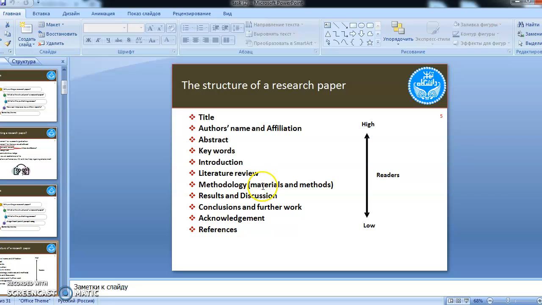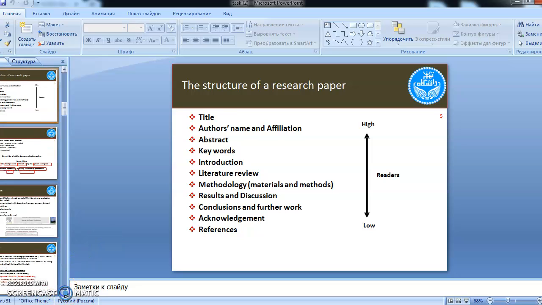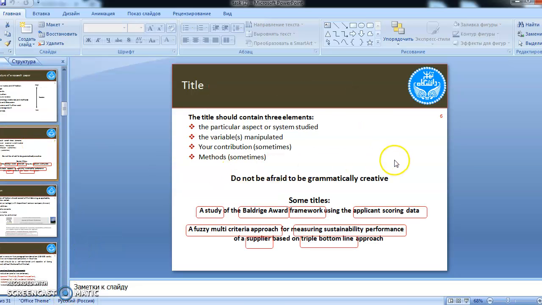And the methodology, next, materials and methods you are requested to give as students in the research paper, and results and discussions of your research you should give in this part. And the next point of your research paper should be conclusion, and of course acknowledgement and reference must be given. So, and next is title.